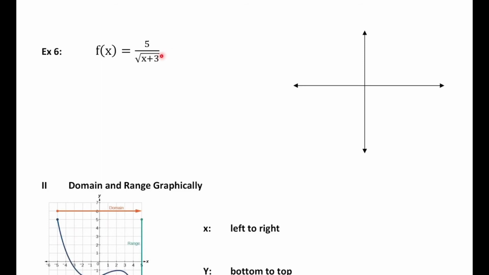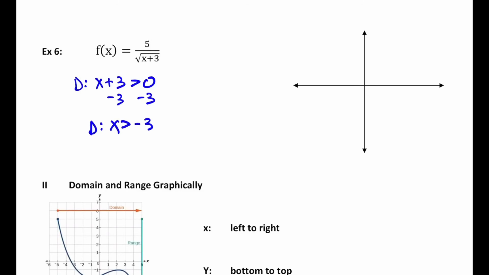And what happens then is what's under the radical has to be greater than 0. It can't be 0 because it's in the denominator. It's got to be greater than 0 because it's underneath the radical. So we're simply going to set x plus 3, again, we're finding the domain, greater than 0. Well, this one's pretty easy. Domain's going to be x is greater than negative 3.